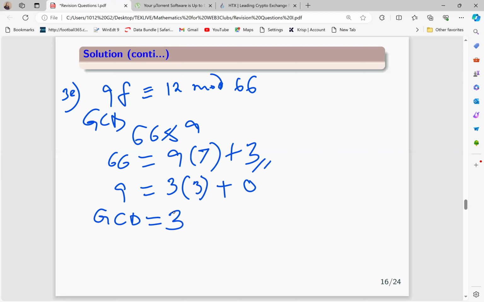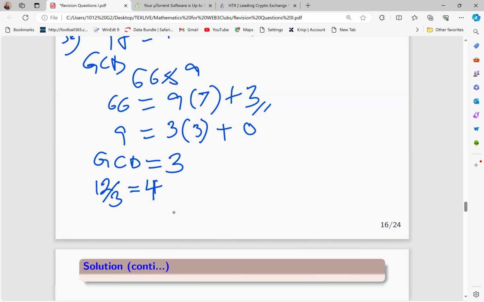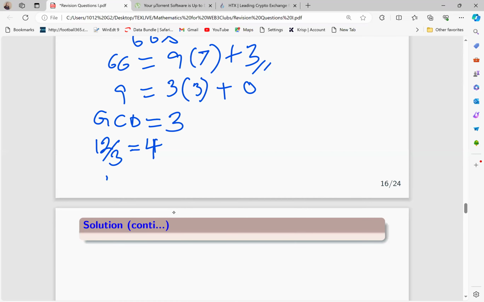So we test the conditions. And 9. So 12 divided by 3 is 4. It has a solution, because 3 divides 12. So it has 3 solutions. So the next step, therefore, once you discover the 3 solutions, you divide the equation by 3.